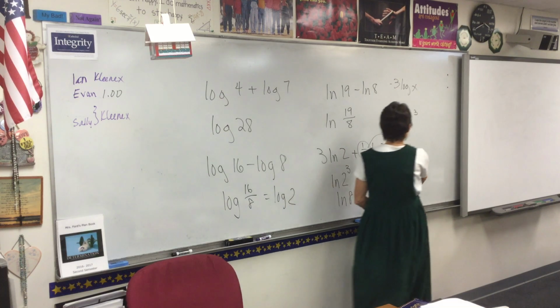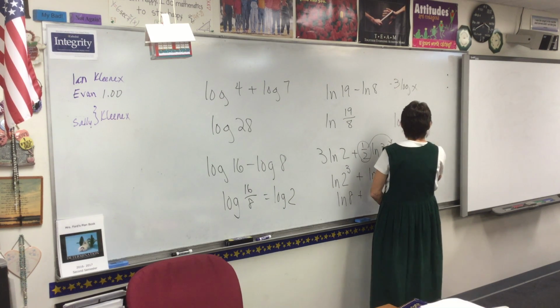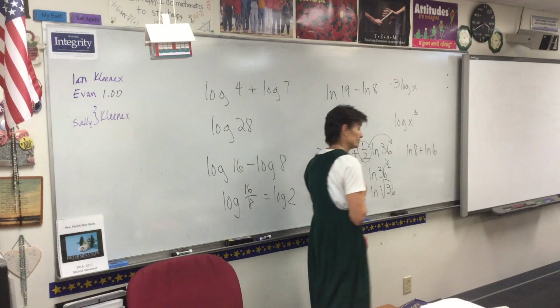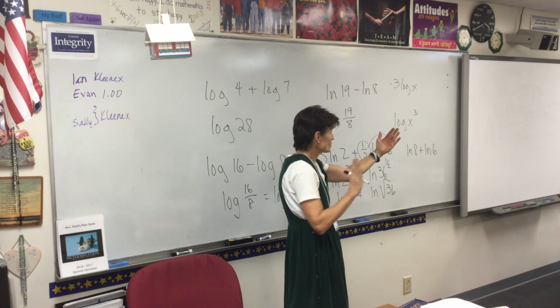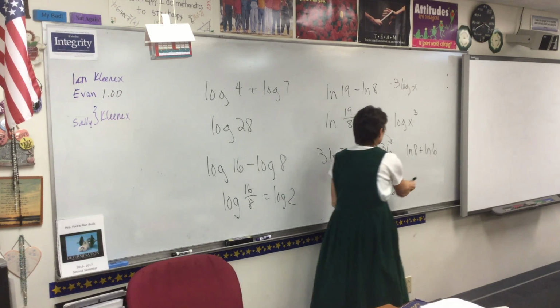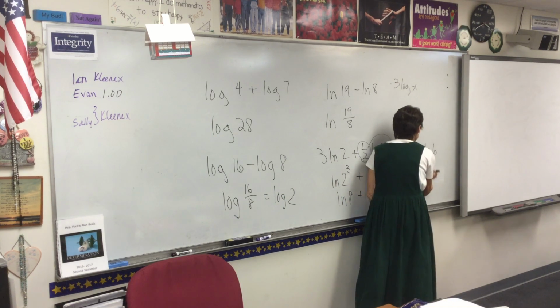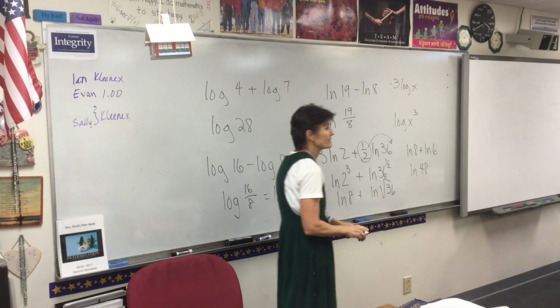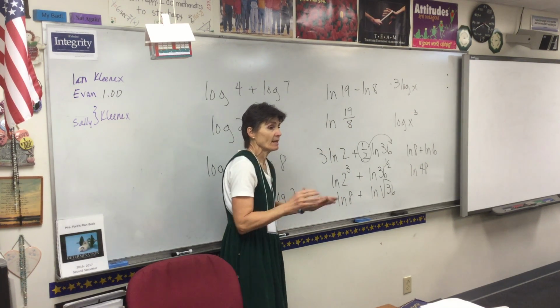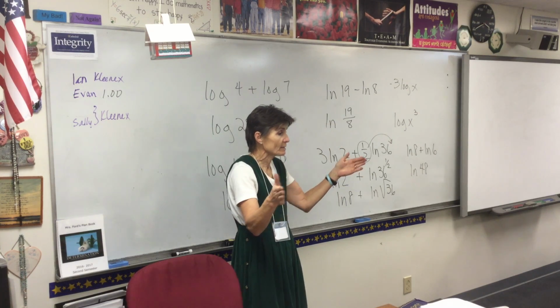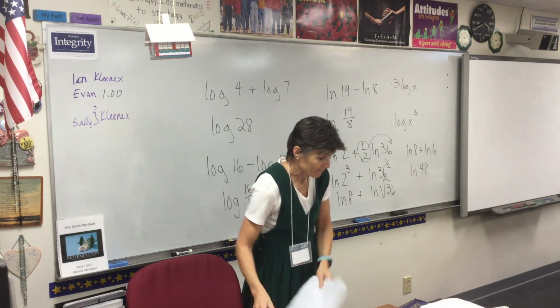So I have ln 8 plus ln 6. And what do I do with those when I put them together? 48. It's ln 48. Now remember, kids, it's not just 48, it's ln 48. You're taking two logarithms and making one.